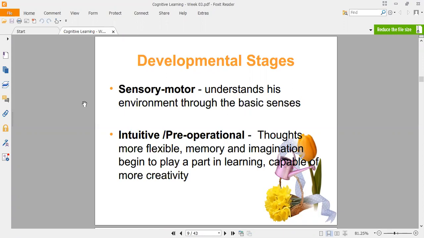And the second stage is the intuitive stage, right? Through more flexible memory and imagination begin to play a part in learning, capable of more creativity. Now you can understand what I'm telling. On the first day itself, in your early childhood classroom, if you give pastels to the kids, they are not drawing anything that is understandable. They are only putting rounds and rounds by hand, getting different colors and putting things, but there is no creativity. The thing is, they are still in the sensory motor stage.